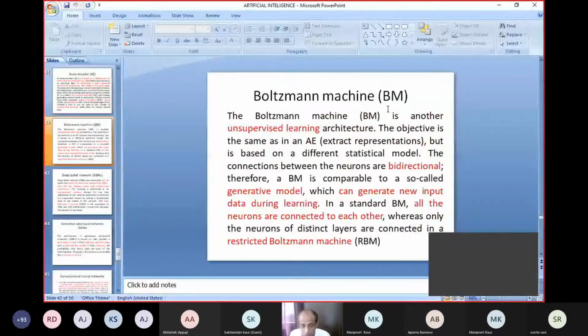Then there is something called Boltzmann machine learning. This again comes under unsupervised learning. This is a bidirectional function. In this, the neuron functions in either way. The earlier ones were given from one layer to another, like input to output, but this can function both ways, from input to output and output to input. It can generate new inputs related to the learning, and all these neurons are connected to each other. This is called a Boltzmann machine.